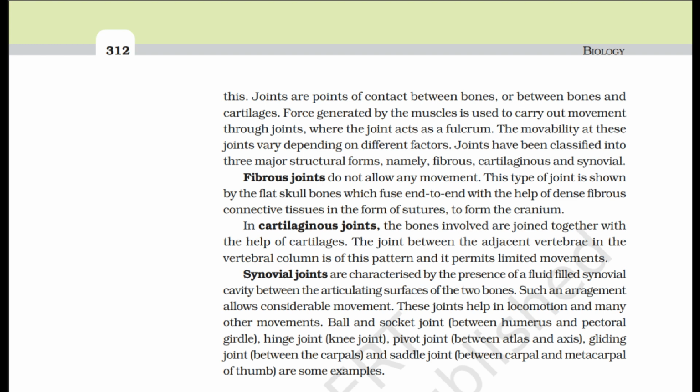Synovial joints are characterized by the presence of a fluid-filled synovial cavity between the articulating surfaces of the two bones. Such an arrangement allows considerable movement. These joints help in locomotion and many other movements. Ball and socket joint, between humerus and pectoral girdle; hinge joint, knee joint; pivot joint, between atlas and axis; gliding joint, between the carpals; and saddle joint, between carpal and metacarpal of thumb, are some examples.